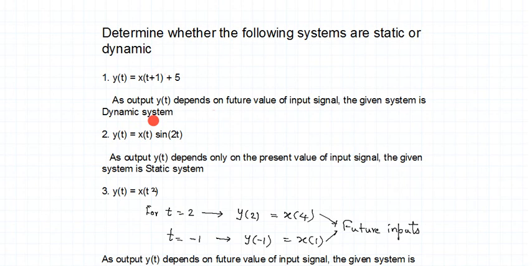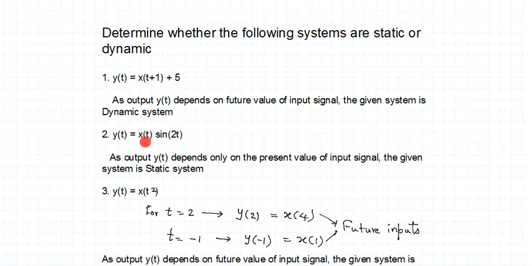Let us move to the next. Here y of t is equal to x of t times sine of 2t. Try to analyze the given system. The output y of t is dependent on the input in the form of x of t into sine of 2t. So where is the input signal here? The input signal is x of t. The rest of the terms are some parameters associated with the input.